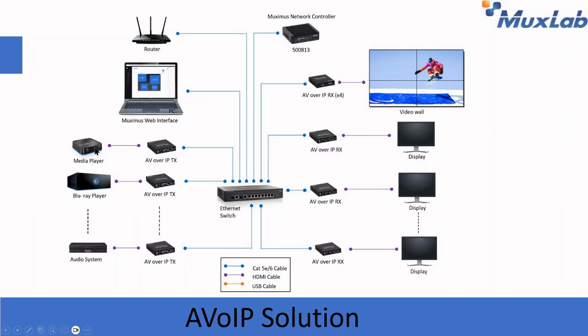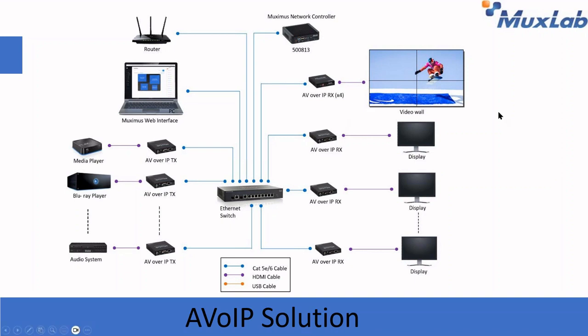So on a typical AV over IP system, multi-source, multi-display, that you will set up, you would have, for example, a series of sources like media players, Blu-ray, audio systems, etc. You will then require some transmitters or encoders, because you need to encode the signal to put it into a network, and that encoder will also do different levels of compression depending on the bandwidth that you have available on your network.